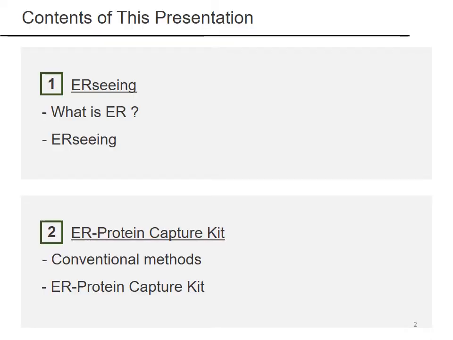Part 1 is ER-seeing section, which we will discuss what is ER and ER-seeing. Part 2 is ER protein capture kit section, which we will discuss conventional ER protein detection methods and ER protein capture kit. First of all, I will begin to talk about what is ER in Part 1.